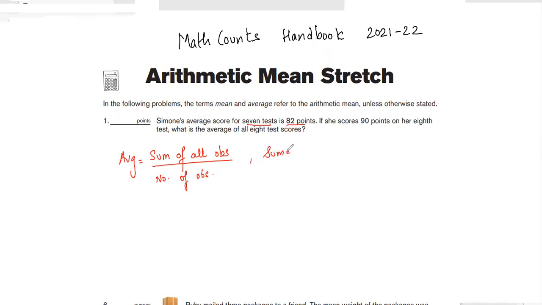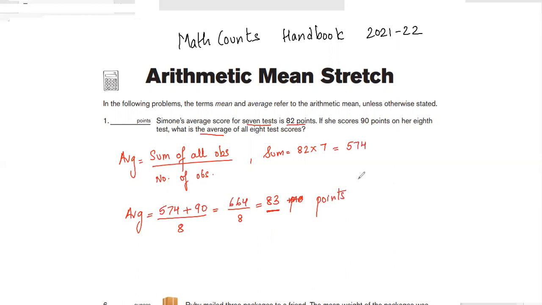Here they have given us the average of 7 tests is 82 points. So the sum of 7 tests has to be 82 times 7, which is 574. Now they are asking us to find the average for the 8 test scores. This is the sum for the 7 tests, and this is the score for the 8th test. So we divide it by 8. I will get 664 over 8 and I'll get 83. So the average is 83 points.